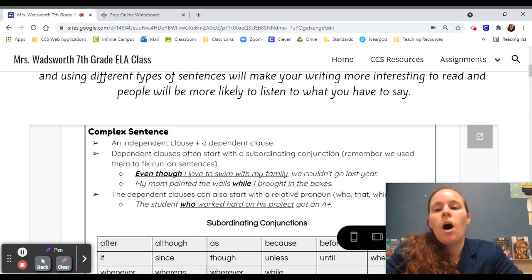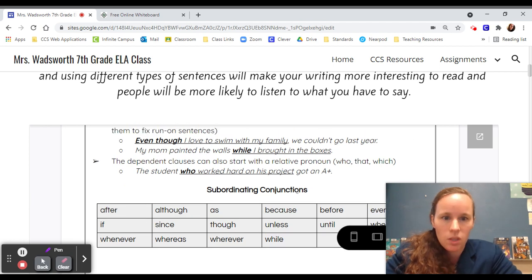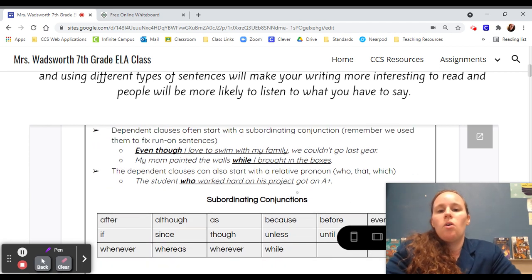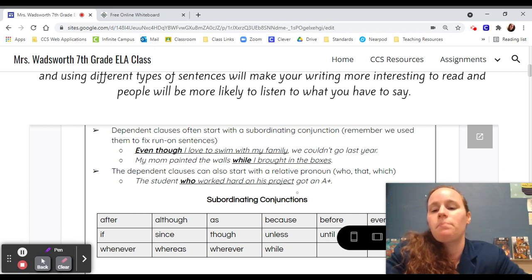So often a dependent clause will start with a subordinating conjunction. I know that's a confusing word. Look down here to see what those are. So we use subordinating conjunctions to fix run-on sentences. If your sentence is going on and on and on, you need to stop that. You've got to stop the thought.